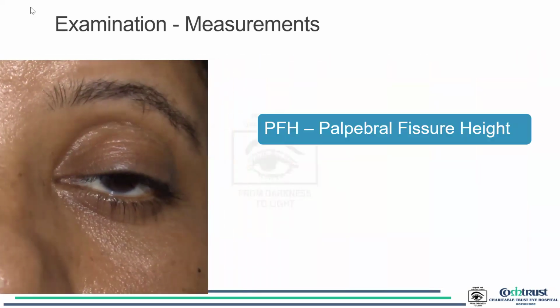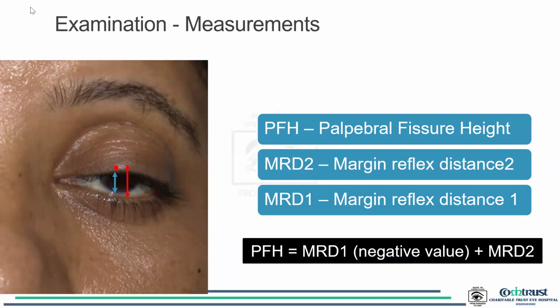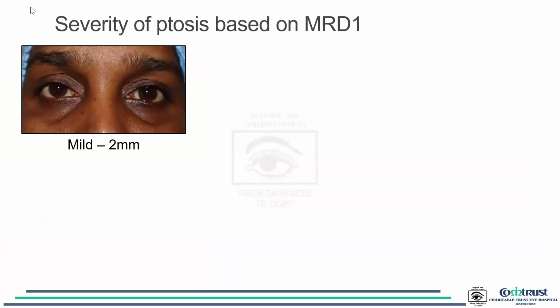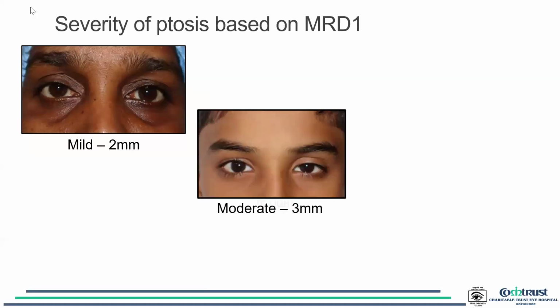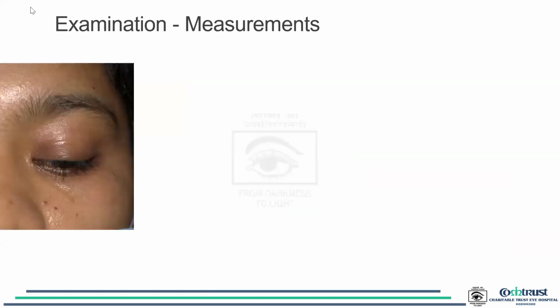And in normal conditions, it is 4 to 4.5 MRD1. And in a case of a ptotic eye such as this, on elevating the upper lid is when you get the MRD2, and hence MRD2 is more than palpebral fissure height, and your resultant MRD1 is a negative value. Now, based on the severity, like I said, the normal is 4 millimeters. So you compare it with the normal value or with the other normal lid, and it can be classified into mild, moderate, and severe as 2, 3, and 4 millimeters respectively.